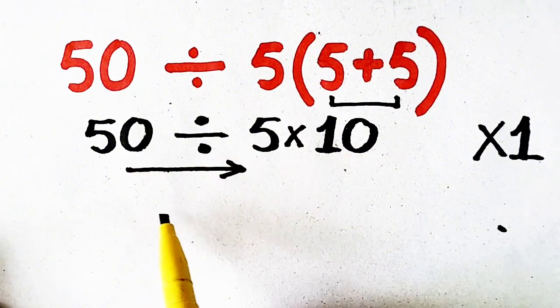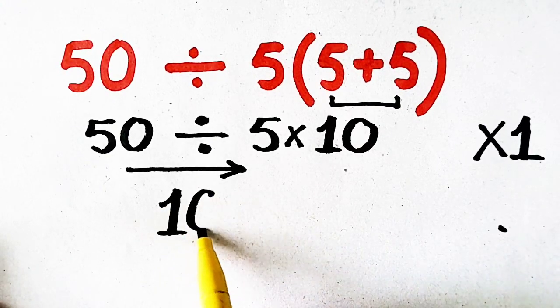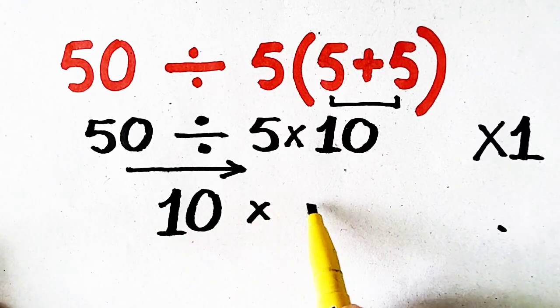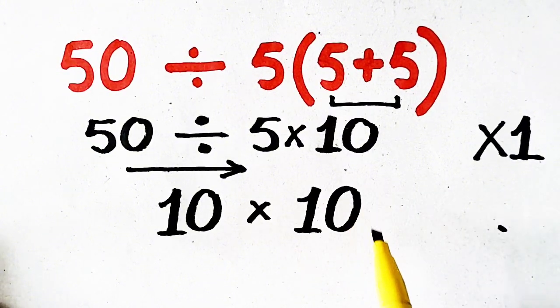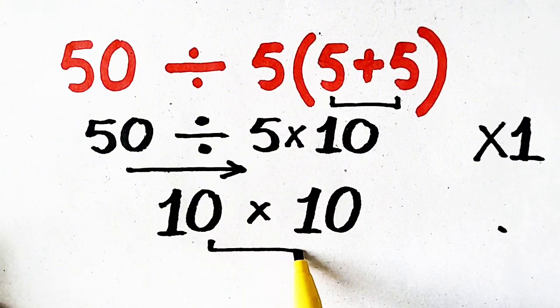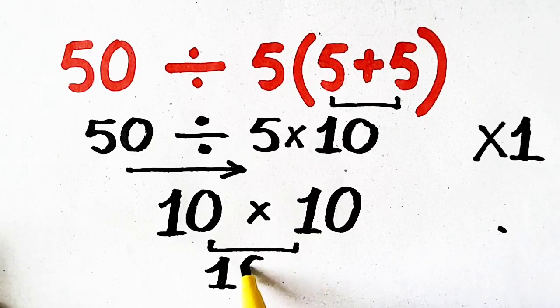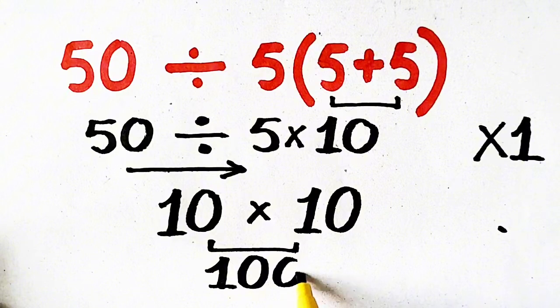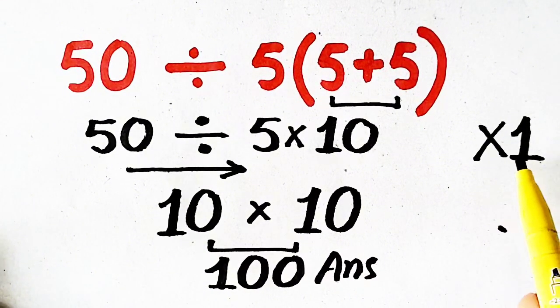50 divided by 5, it will be equal to 10. And here is also 10. So 10 times 10, it will be quite easy for you. It will be 100. And our correct answer will be 100, not 1.